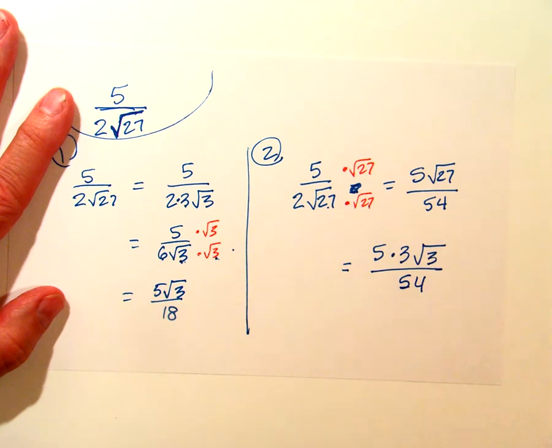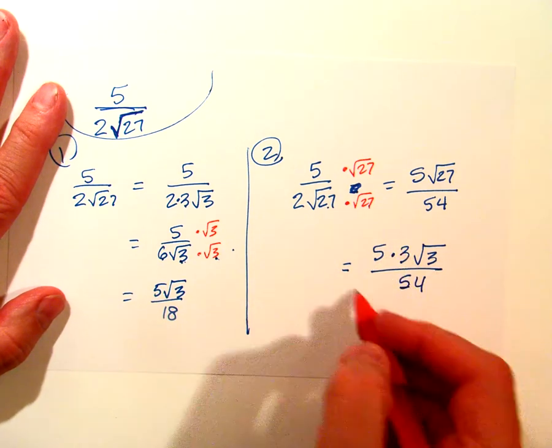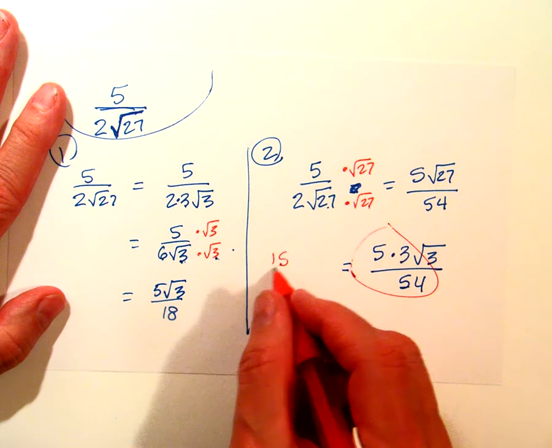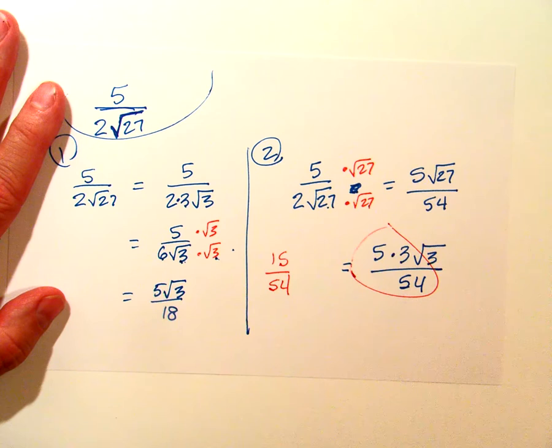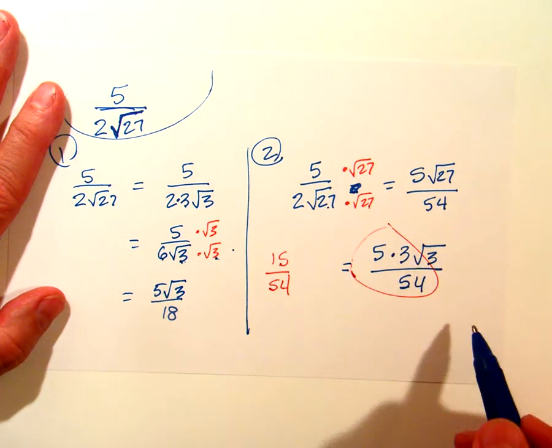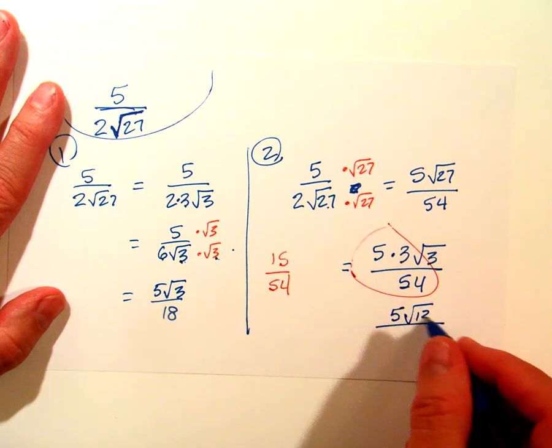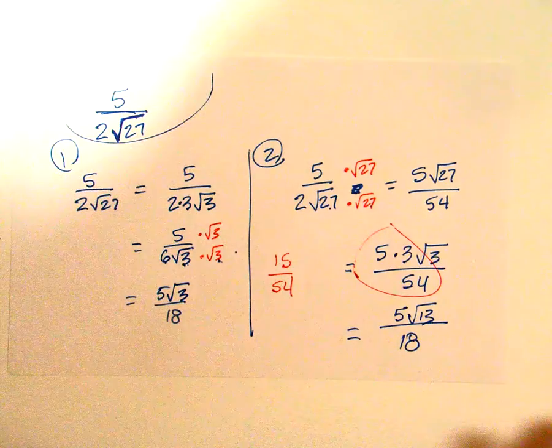Now you can go ahead and make that 15. But remember, in situations like this, we're going to treat this portion as though it's its own fraction. When you make it 15, it's going to be over 54. Both of those divide by 3, so it can be simplified. So why multiply it out? This will be 5 times the square root of 3 over 18 for our final version.